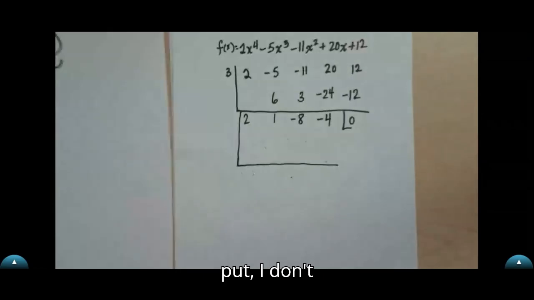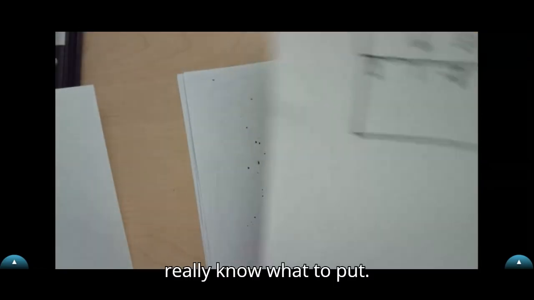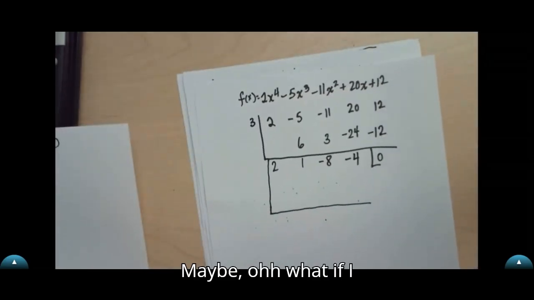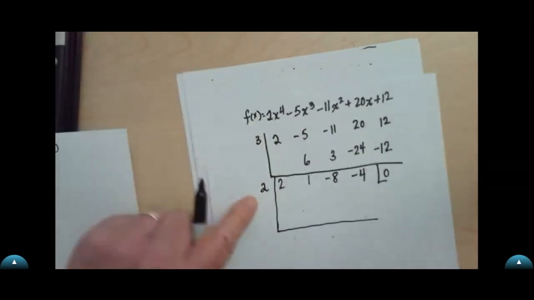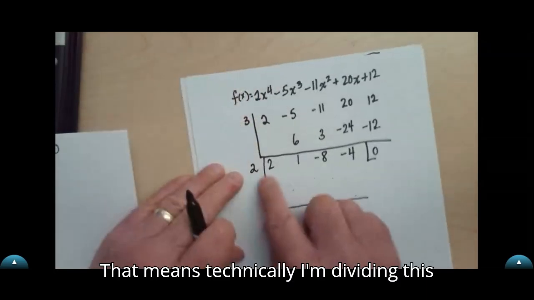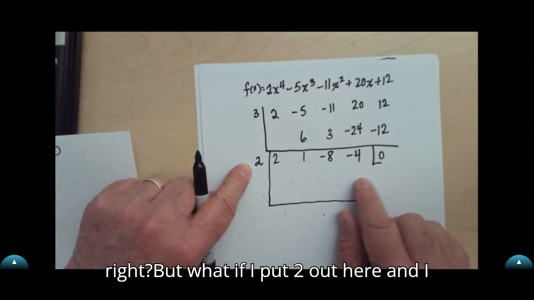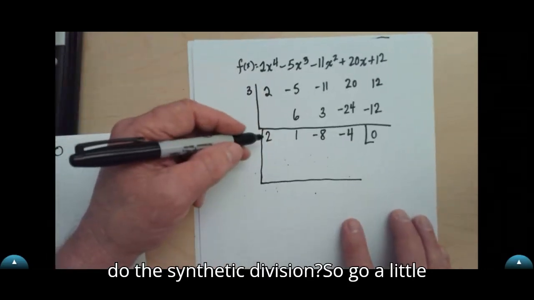What if I put, I don't really know what to put. Maybe, what if I try 2 out here? That means technically I'm dividing this thing by x minus 2, right? But what if I put 2 out here and I do the synthetic division? So go a little faster this time.